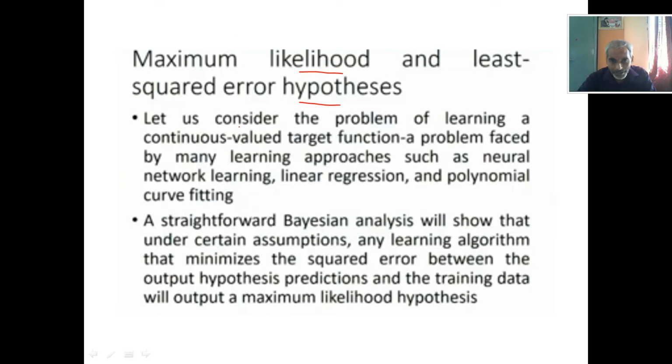So that is why, now you can see here what is given. Where is the cursor? You can see: minimize the squared error between the predictions, your hypothesis predictions, and your training examples. So which will output a maximum likelihood hypothesis, right?